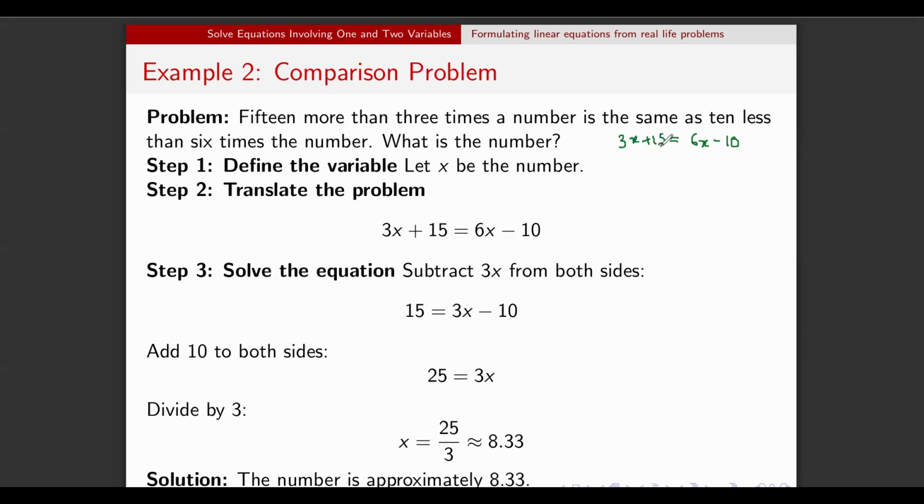So 3x plus 15 is the same as, so it's equal to, 10 less than. It will be the reverse, so 10 will come after. So 10 less than 6 times the number: there's 6 times the number, which is 6x, minus 10. Remember, it says "the number."